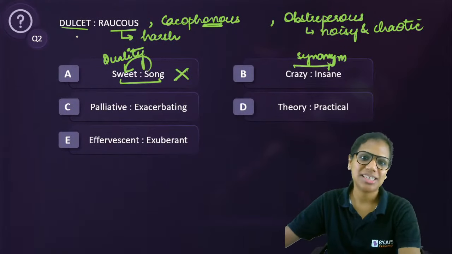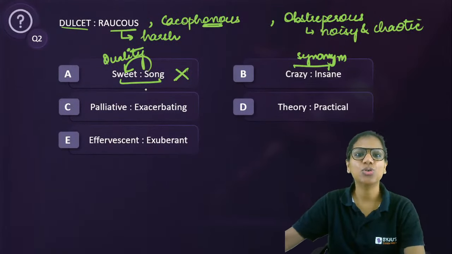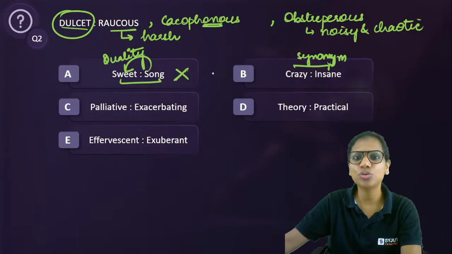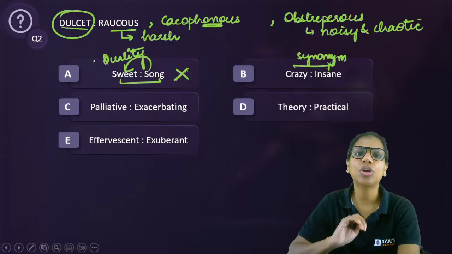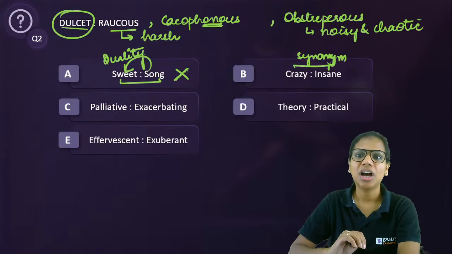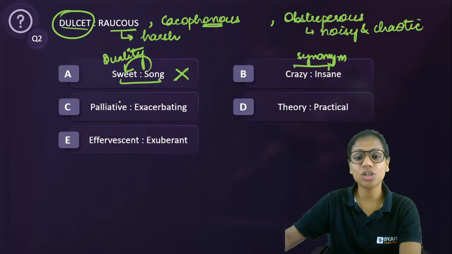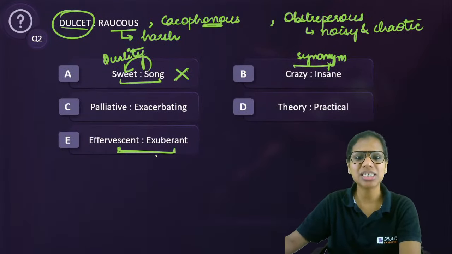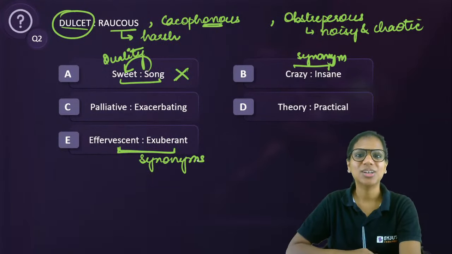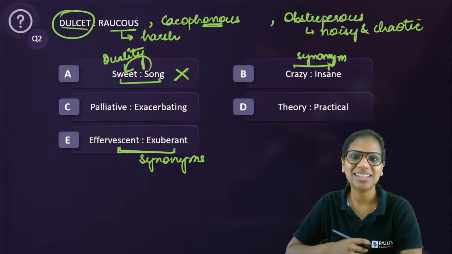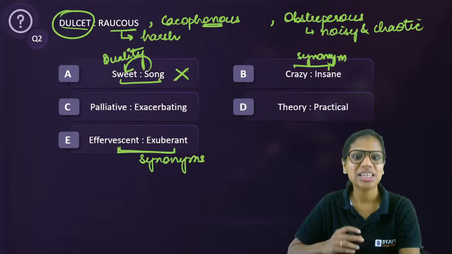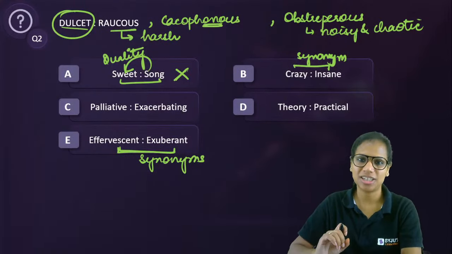Okay, beyond this, you do need to know the meaning of dulcet in order to be able to solve this question, because here through grouping and elimination, you will probably not be able to solve it, right? One more way in which you can solve it is if you know the meaning of effervescent and exuberant. If you know their meanings, you again realize that they are also synonyms.